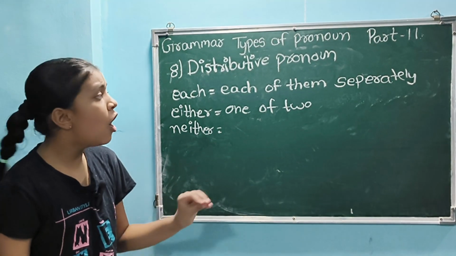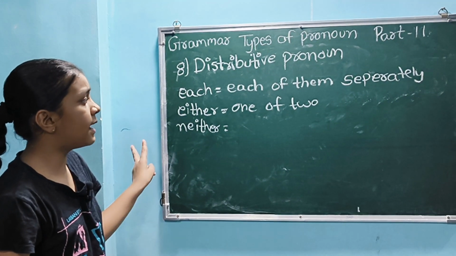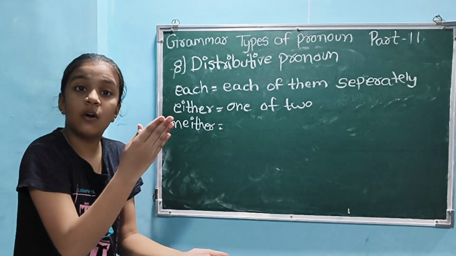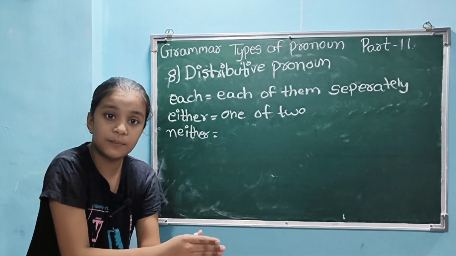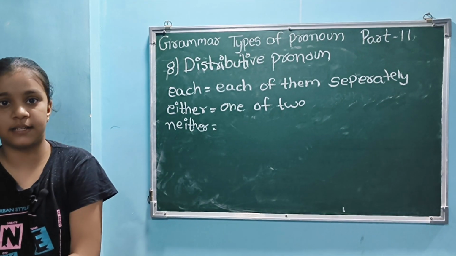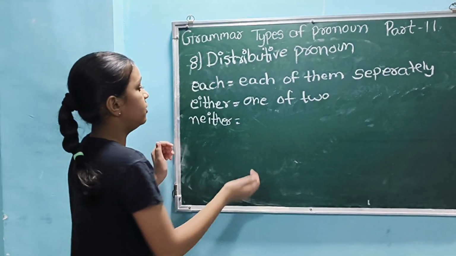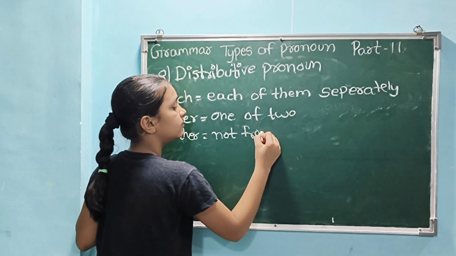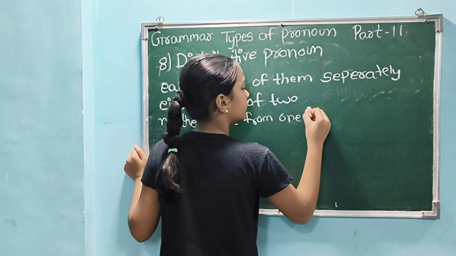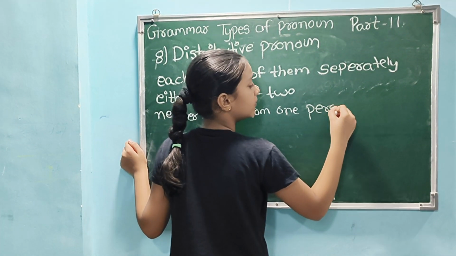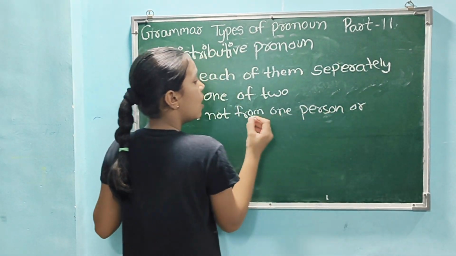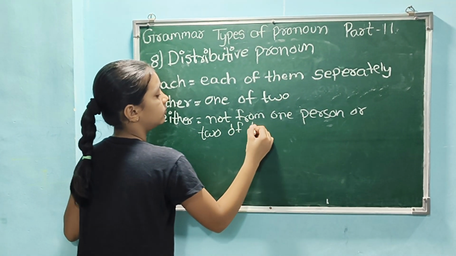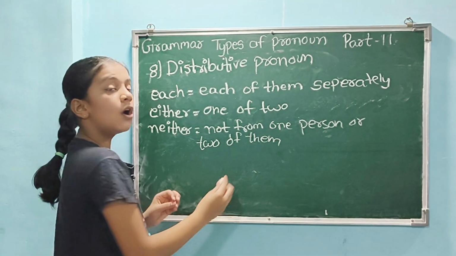Neither means not each of them separately and not one of them. Means I will not talk to the one person and not to the two of them. Means I will not talk to anyone. See, not from one person or two of them. Okay. Means I will not talk to anyone.